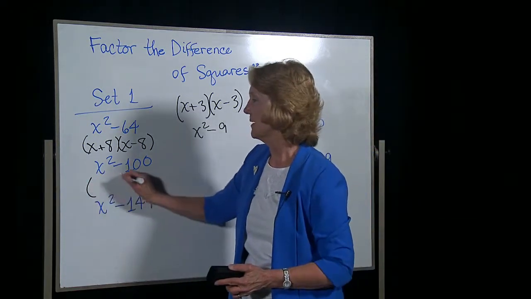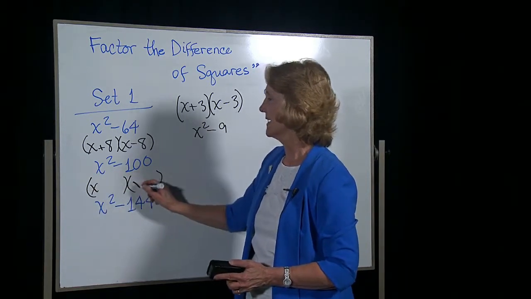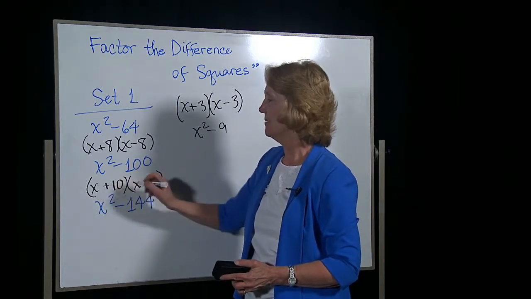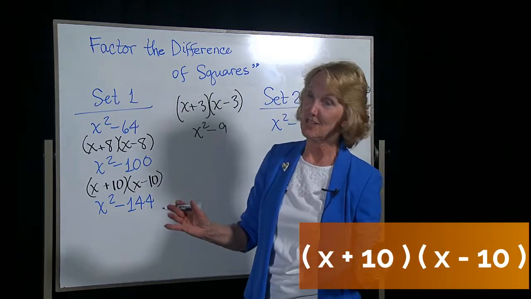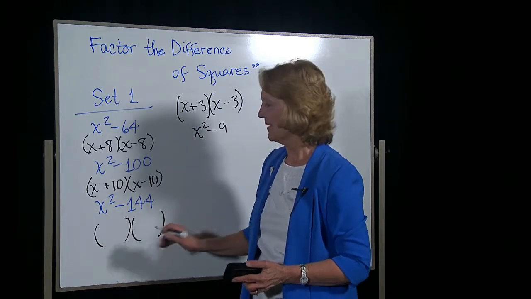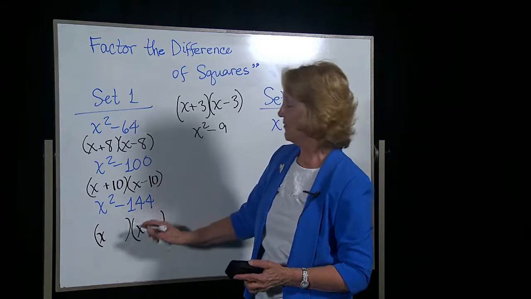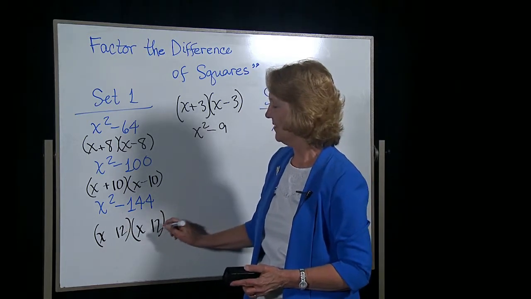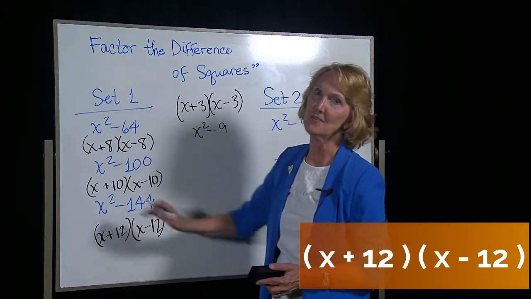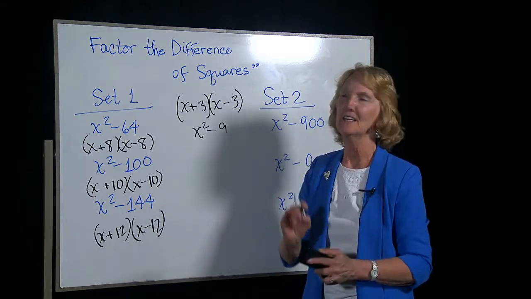Now let's get your binomial parentheses ready. X squared came from x and x. 100 came from 10 and 10. One time added, one time subtracted, done. X squared minus 144. Get your parentheses ready. X squared came from x times x. 144 came from 12 and 12. One time added, one time subtracted is how you'll get the difference of squares. Okay, I hope you see the pattern and then use it again and again and again.